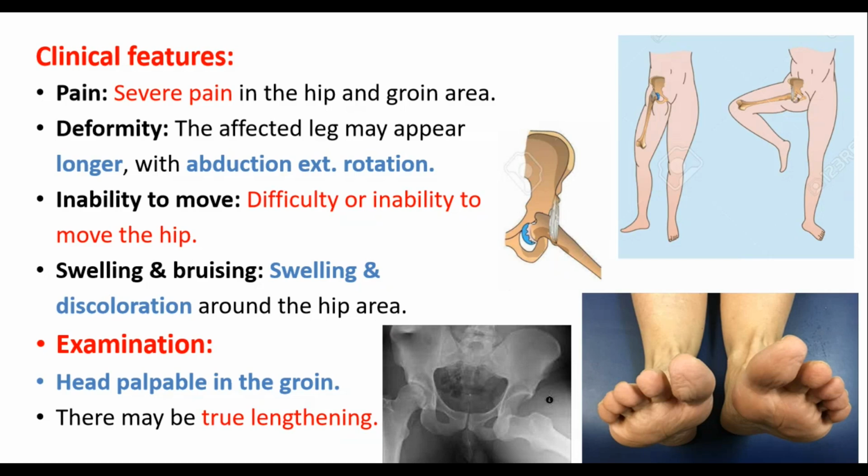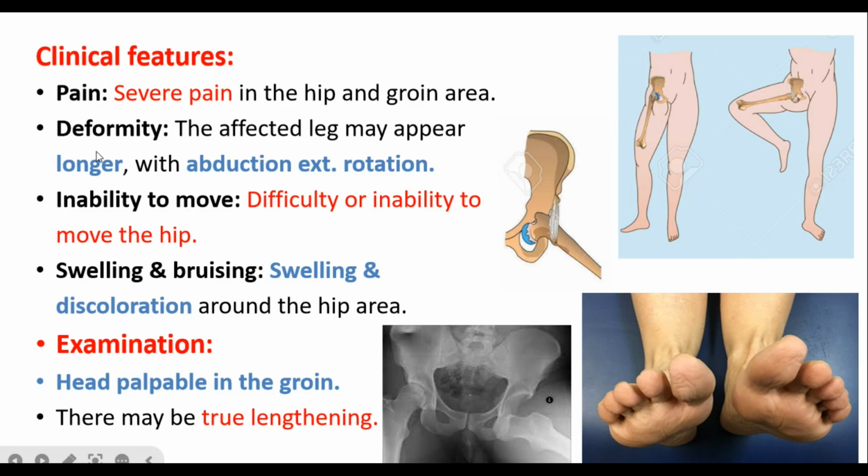Clinical features. When the patient comes to you, they will give you a history of a severe trauma where there is abduction and external rotation of the hip joint, and following that there will be pain. So pain will be severe in the region of hip and in the region of groin. Why in the region of groin? Because after dislocation, the head will lie in the region of groin, as you can see here in the x-ray.